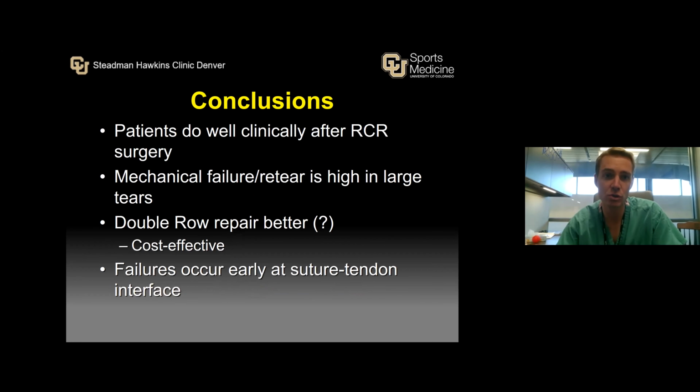And so in conclusion, we know patients all do well clinically after rotator cuff surgery, even with this larger re-tear rate that we're still seeing on larger tears. Is double row repair better? Biomechanically, we think so. Cost effective, we're still yet to determine. And again, failures are occurring at the suture tendon interface. And I think we need to learn a lot about our biology to make sure that we're getting this perfect.